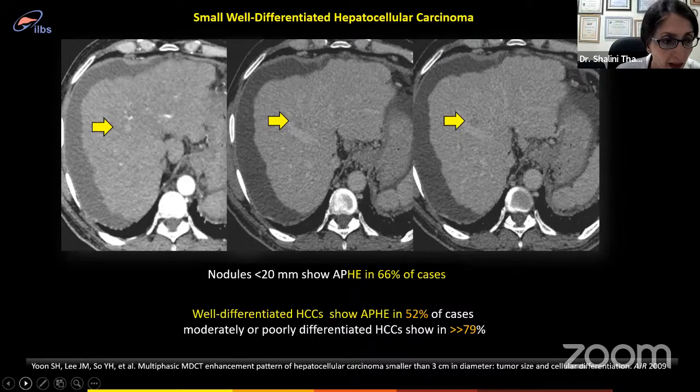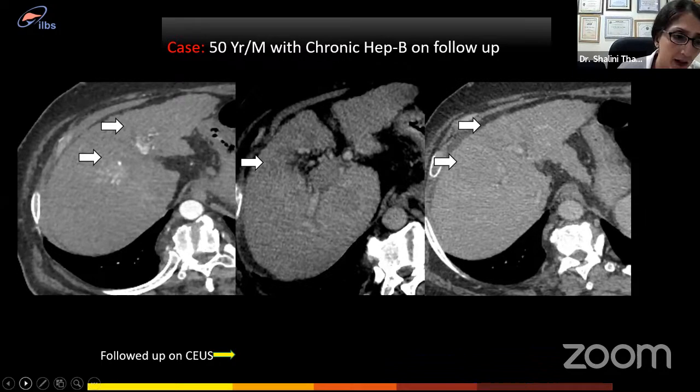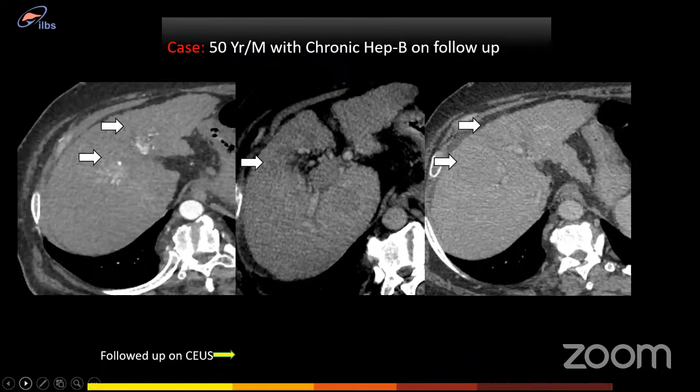Excuse me, is the slide okay? Now, case 50-year male with chronic Hep B on follow-up slide. No, I'm on the contrast study slide, but I'm moving the slide here. Are they not showing you there? You just see the slide we're showing from the Zoom system. So maybe you're saying, stop sharing?